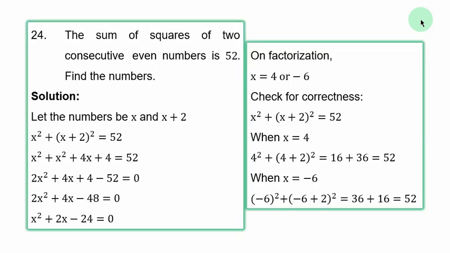So let's take some examples. Example number 24. The sum of squares of two consecutive even numbers is 52. Find the numbers. So let us try to analyze the problem and see what we are expected to do. First, you have sum of squares. Sum of squares means two numbers that are squared respectively under addition.